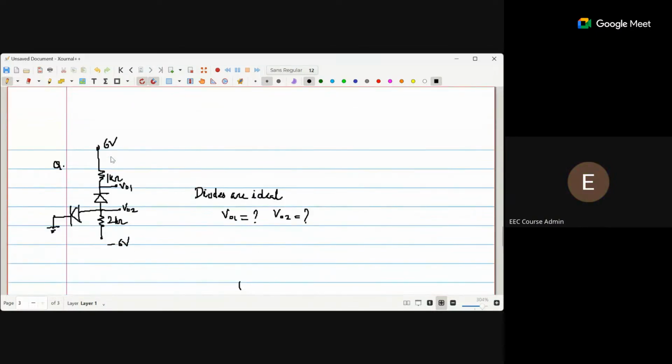Now for this current question. VO1 is 6 volts. No? VO1 is 6 volts. Correct. VO2 is minus 6 volts. Correct. So both diodes are reverse biased.